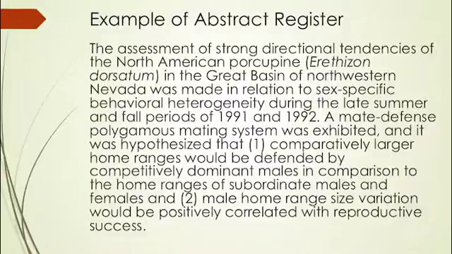So again, compare that to conventional register. The assessment of strong directional tendencies of the North American porcupine in the Great Basin of northwestern Nevada was made in relation to sex-specific behavioral heterogeneity during the late summer and fall periods of 1991 and 1992. A mate defense polygamous mating system was exhibited, and it was hypothesized that one, comparatively larger home ranges would be defended by competitively dominant males in comparison to the home ranges of subordinate males and females, and two, male home range size variation would be positively correlated with reproductive success.